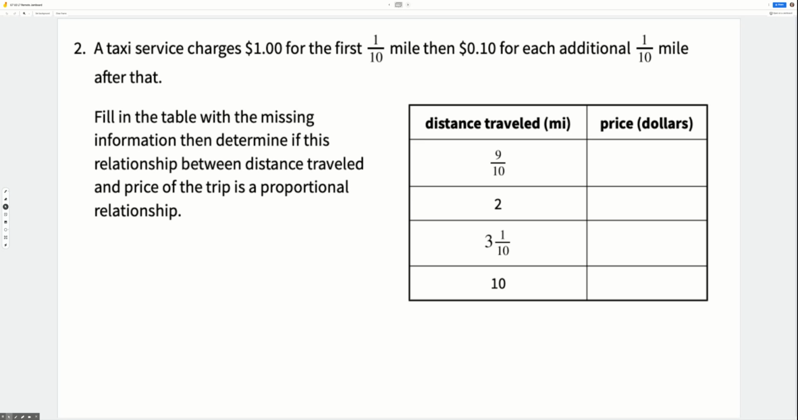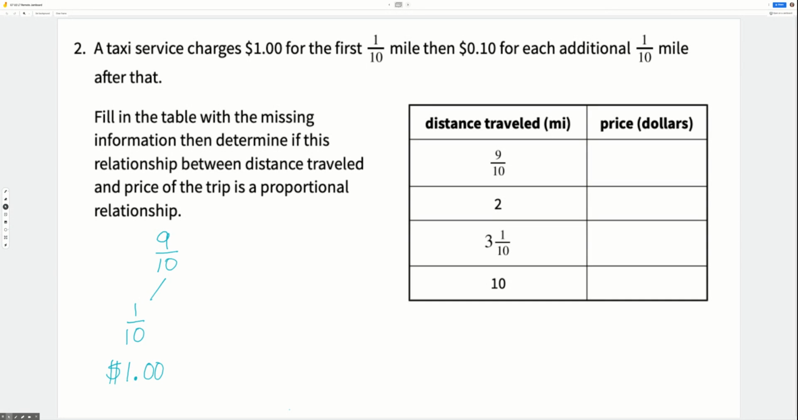So we know for the first tenth of a mile, they charge us $1. And then for each additional tenth of a mile, we're paying 10 cents. So what I like to do is decompose these numbers, and I think it will help us see the situation here. So if we look at 9 tenths, for example, I'm just going to write it here, 9 tenths. And I know that the first tenth out of there, we're paying $1. So I'm just going to record it down below.